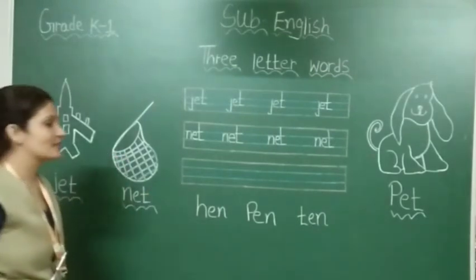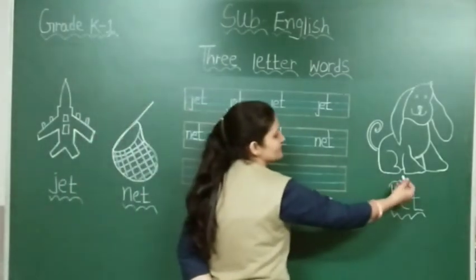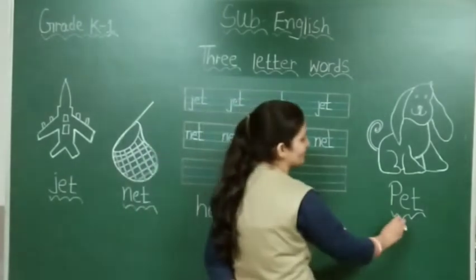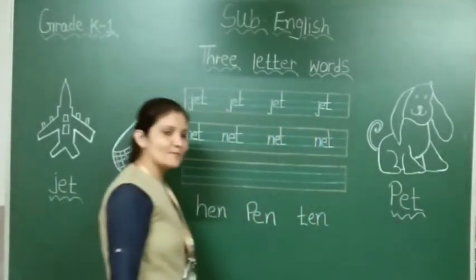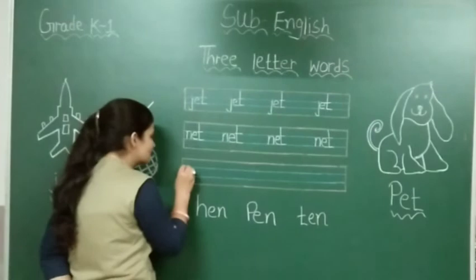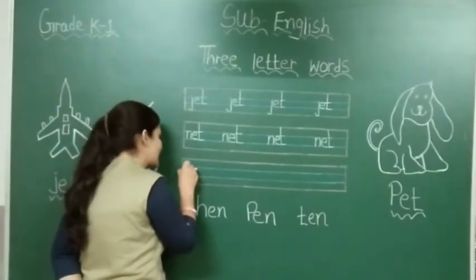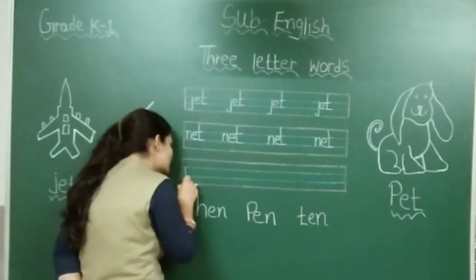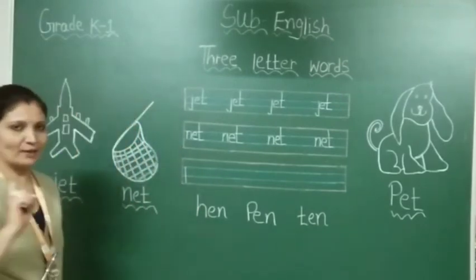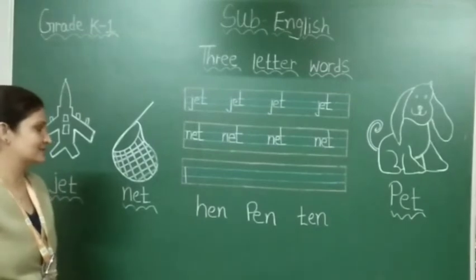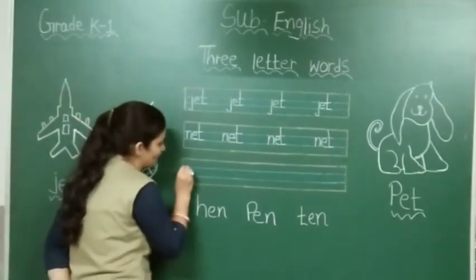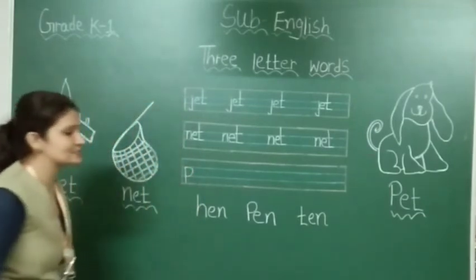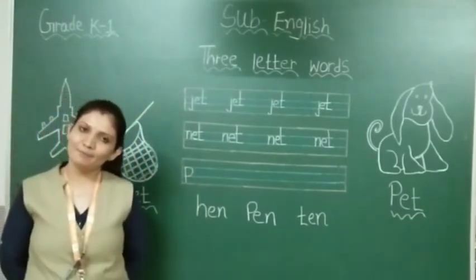Net is done. Now, which letter? That is p-e-t, pet. Which three letter word do we write now? Pet. So, here first we have to write P. How to write P? Start from this blue line down to the red line. We make one standing line like this, and then we make one curve in these two blue lines. This is called small letter P.